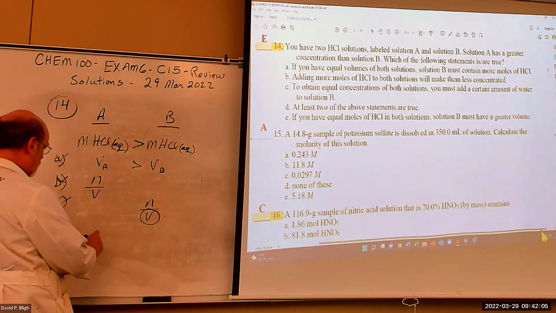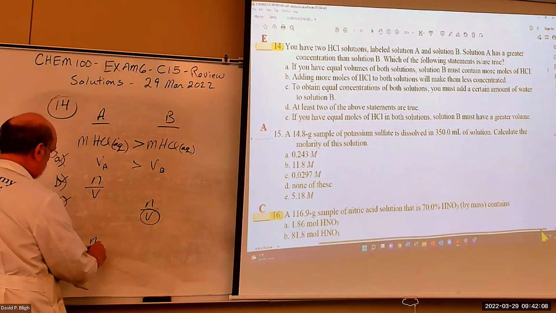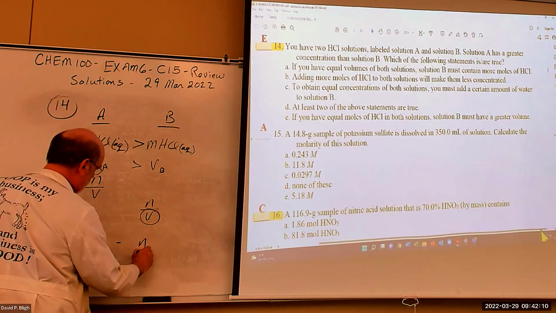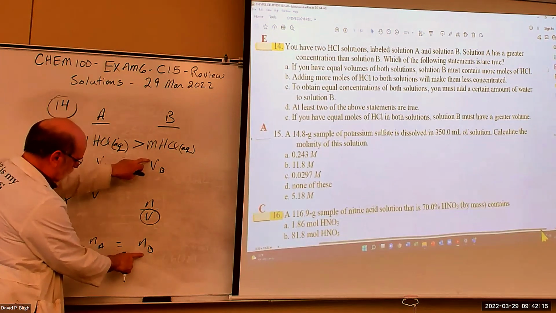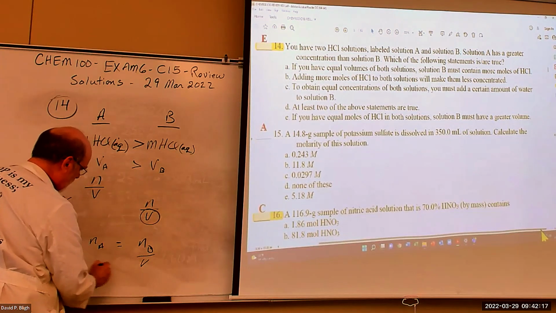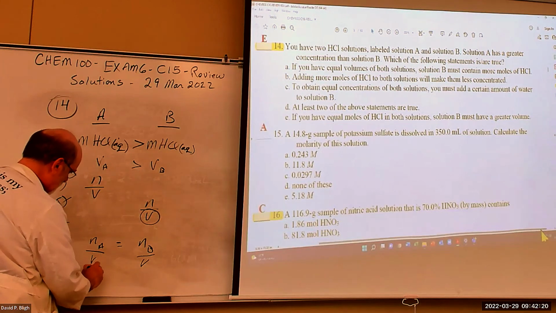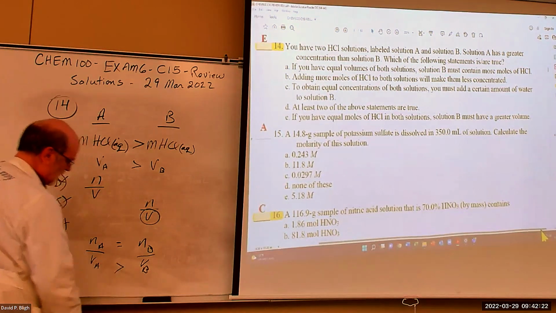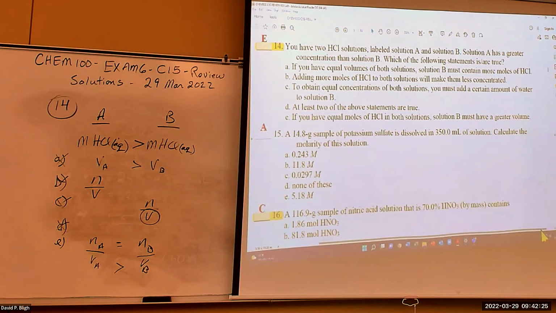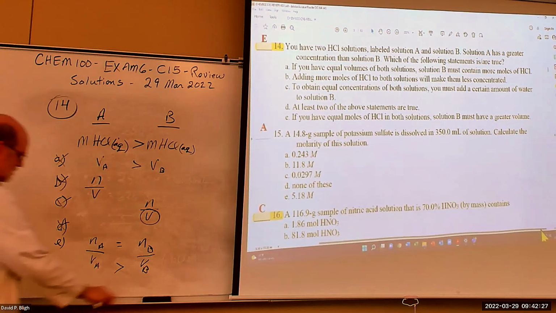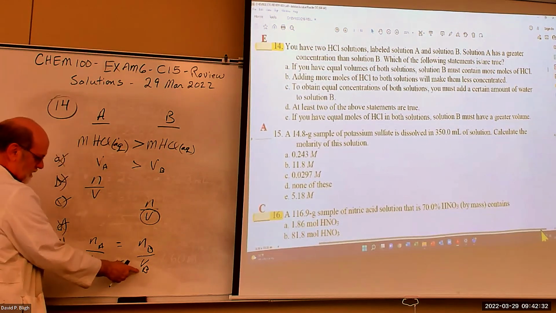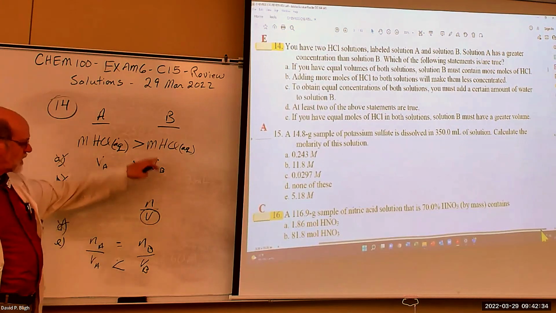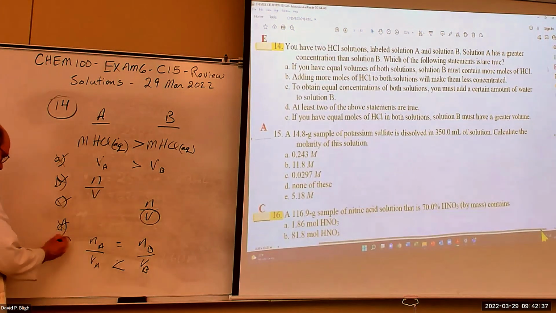So you have equal moles. Moles of A equals moles of B. But the concentration in this one is less. So the volume of A must be greater than B. Oh, excuse me. Backwards. I got it backwards. It's the other way around. The denominator has to be bigger to make the concentration less. Right. So, easy answer.